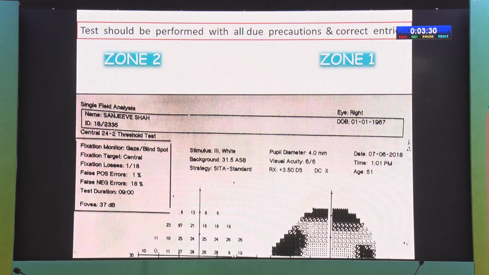Now, we cannot overemphasize the fact that the test should be done with all the due precautions and the correct entries should be made. For example, the name, age, everything is important. You may spell, for example, Sanjeev with a single E or a double E. It may be the same patient for you, but the software is going to register two different patients whose data cannot be compared.